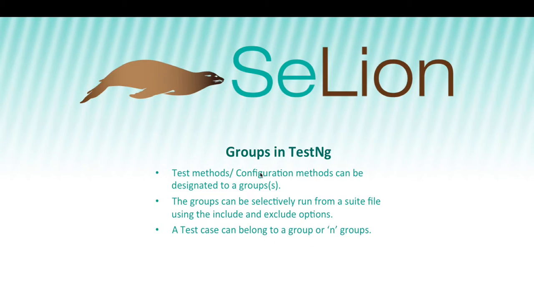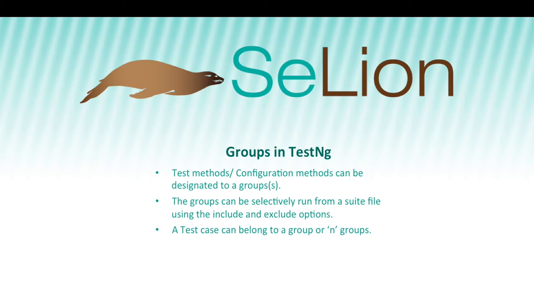So let's get started with groups in TestNG. TestNG provides a facility to group test methods using meaningful names. These names can depict a scenario or any other name of user choice. The TestNG methods or configurations can be designated to a group, which can be selectively run from a suite file using include or exclude options, which we'll be seeing in our demo. And a test case can belong to n number of groups.